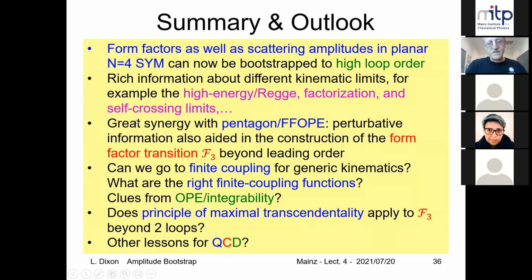So that brings me to the close of these lectures. I hope I've convinced you that bootstrapping is a very efficient way to get to high loop orders when you have enough understanding about the function space and the various kinematic limits in order to constrain all of the parameters. And once you have the results, you can explore them in various limits, such as the high energy or Regge limit, factorization, self-crossing limits, and a number of different pieces of information can be extracted.